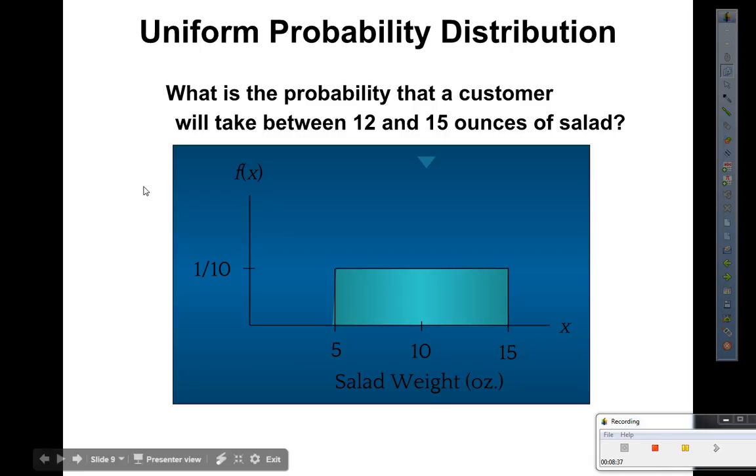Okay? So what's the probability a customer will take between 12 and 15 ounces? Well, 12 ounces falls right here. 15 ounces is here. This is the area that we're looking for. So the width is 3. 3 times 1/10 is 0.3. This is really, really easy stuff. Uniform distributions are really easy. And quite frankly, they show up on your AP exam once every other year or something like that. So it's really not that big of a deal.